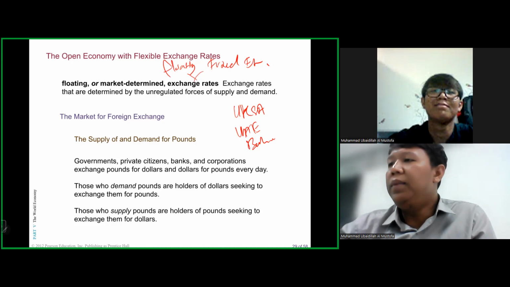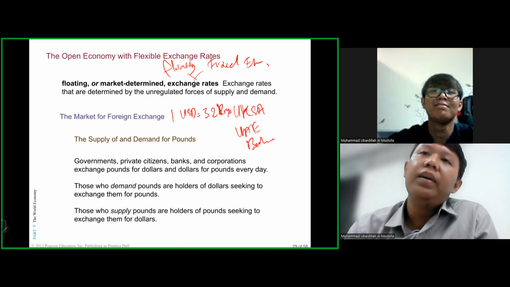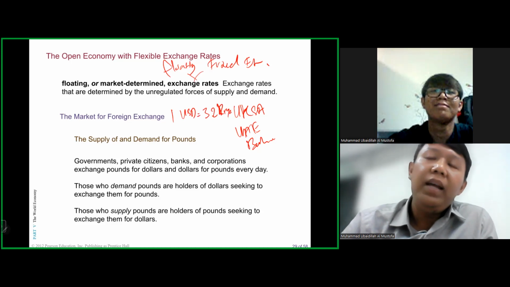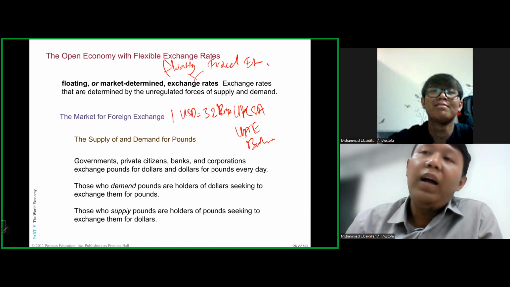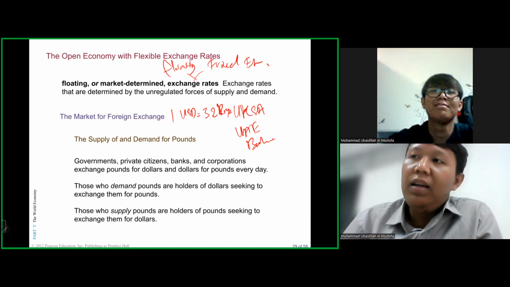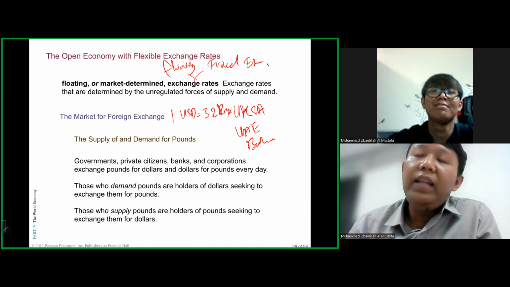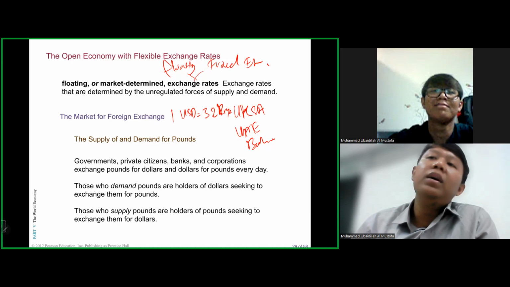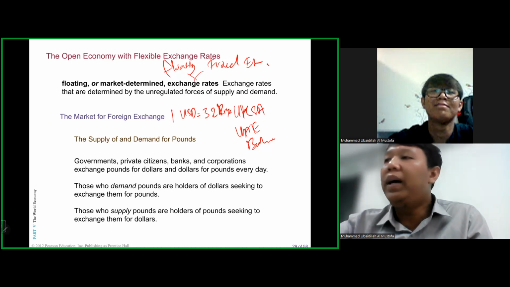For example, one US dollar equals 3.75 Saudi riyal, so they fix it. But in our country, the currency is fluctuating. It is a floating currency. Yeah, it is a floating exchange rate currency. And it changes minute by minute, second by second, hour by hour, and it is determined by the supply and demand of our currency.